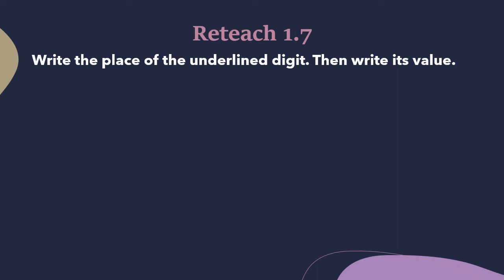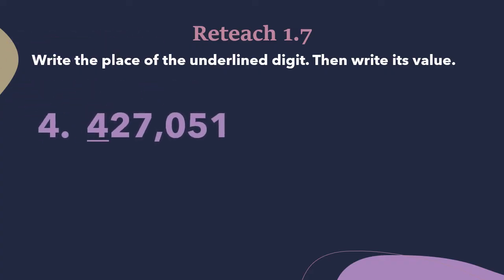So here is number 4. 427,051. Now, the 4 is underlined. So you're going to write the place of that underlined digit. So what place is the 4 in? And then you are going to write its value. If the 4 is in that place, what is its value? So once again, let's pause it here, give you a chance to answer this on your own, and we'll come back and check it together after we unpause. See you in a bit.